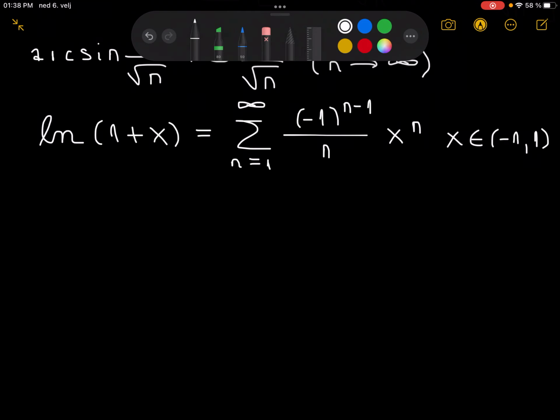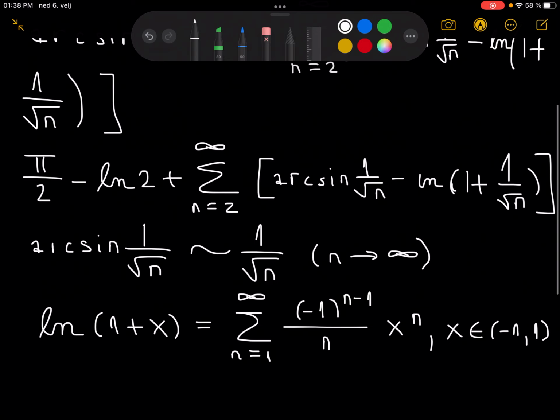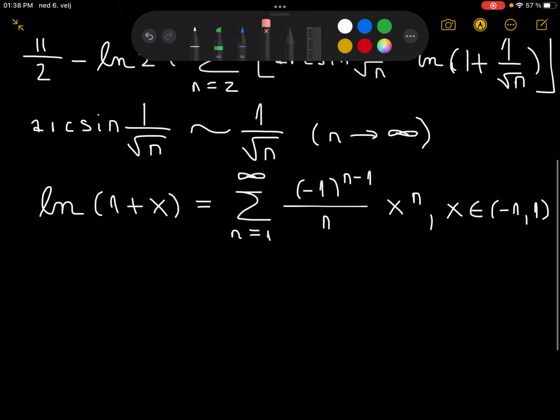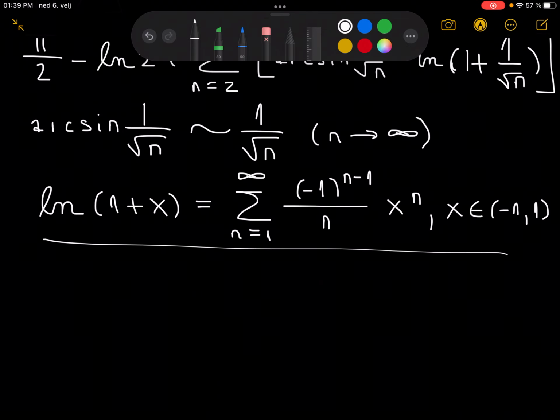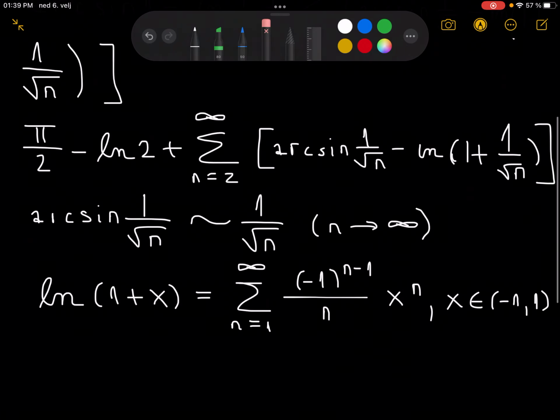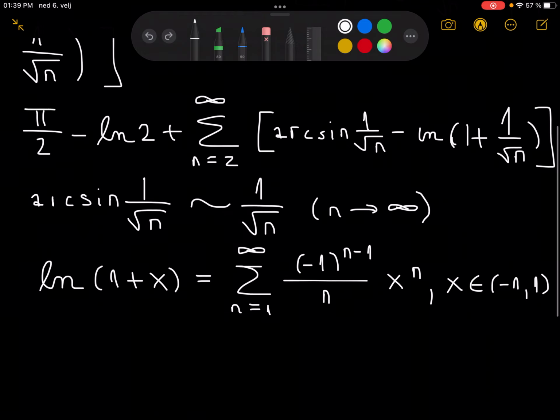Okay? So that is the main reason why I've put out the first member of our series in front of the rest of the series. Because if we were to put in 1 right here, we would get that x is equal to 1, which would make this representation impossible. But if we know that this series converges, the original series must also converge.